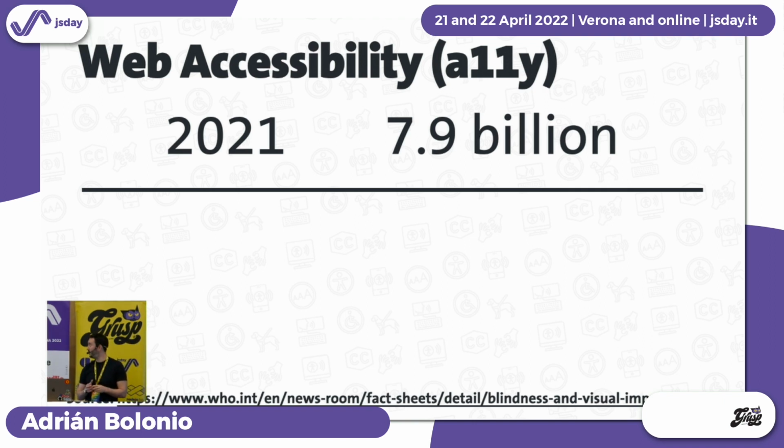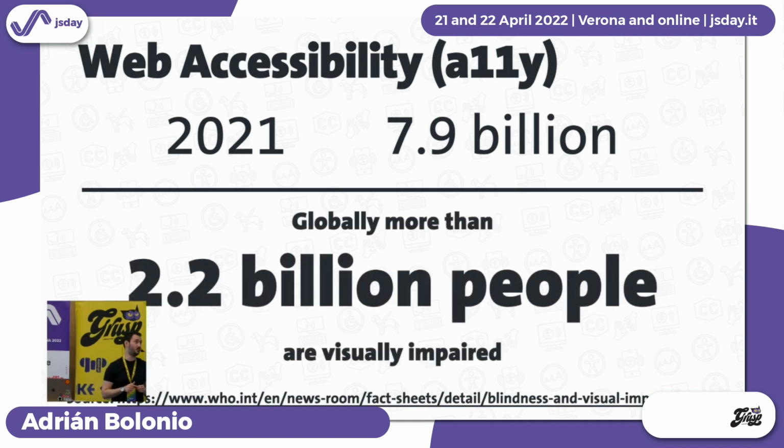Quick numbers: in 2021, we were around 7.9 billion people in the world. And more than 2.2 billion people are visually impaired of any kind. Colorblind, completely blind, which is 100%. I see a lot of people here with glasses. So it doesn't matter what percentage. We need to consider these people as our customers, our users.